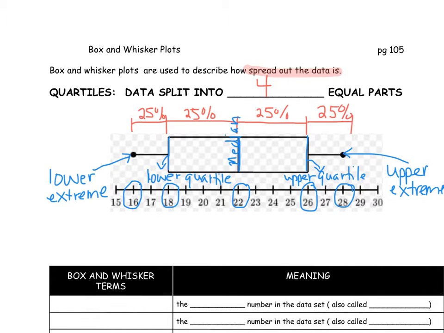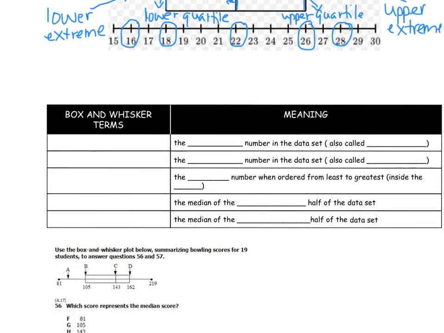So by using a box and whisker plot, you can tell what the smallest number is, what the largest number is, and what the median number is. And then you can also tell the lower quartile and the upper quartile. So now we're going to discuss what these mean.